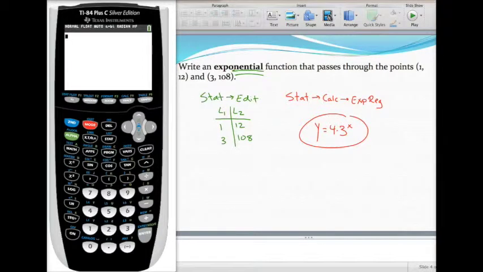Exponential and a power function. So I'm going to start with an exponential function. They've given me a couple points to use. You may remember doing regressions in a previous unit. We're going to do a very similar thing for these problems.